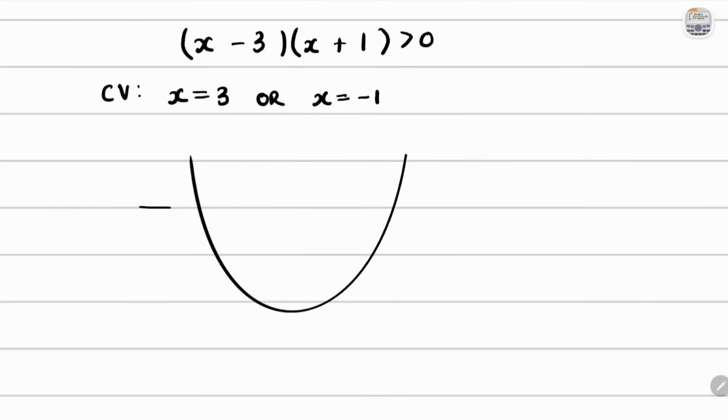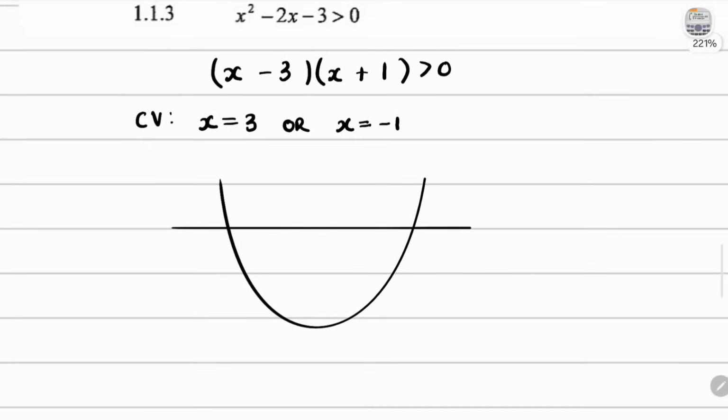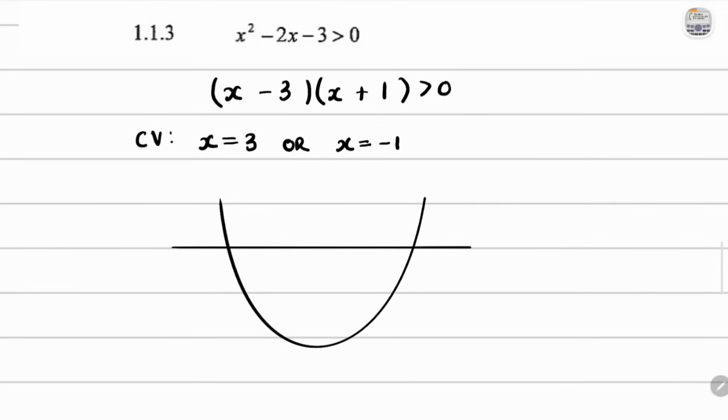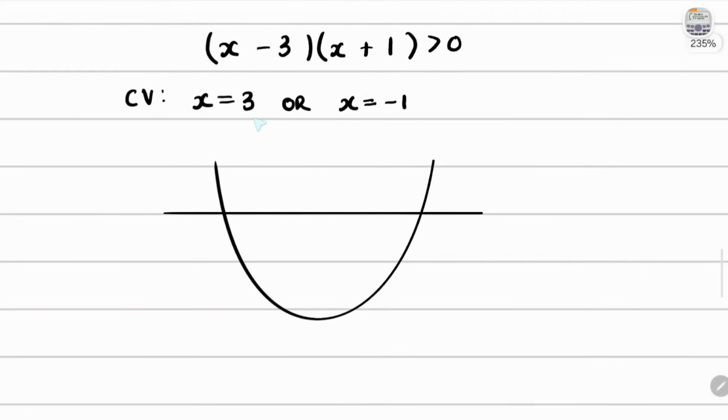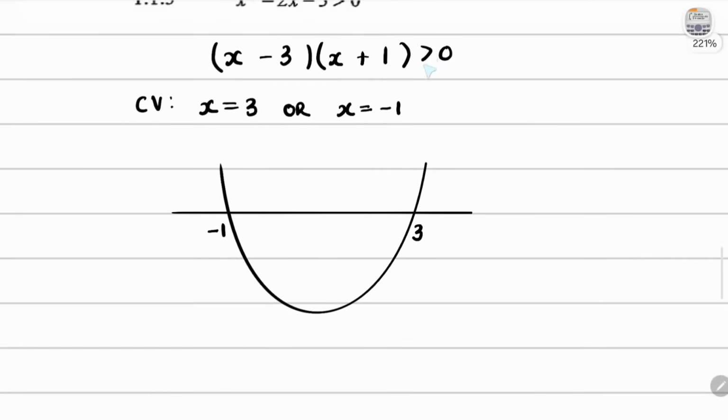And then we can also just include our x-axis. So we'll put our critical values down. Remember, they are points where the y value is equal to 0. If you had to make that equation equal to 0, that's where you get your critical values. So it means that x here would be -1 and x here would be 3. Okay, so that's the smaller, that's the bigger. And now we have to answer the inequality.